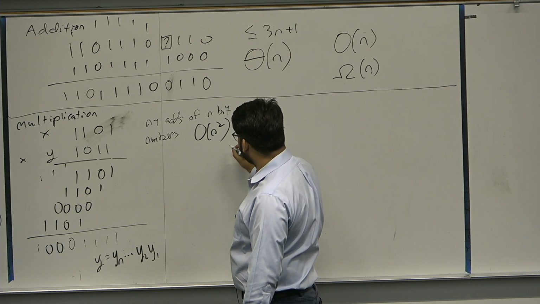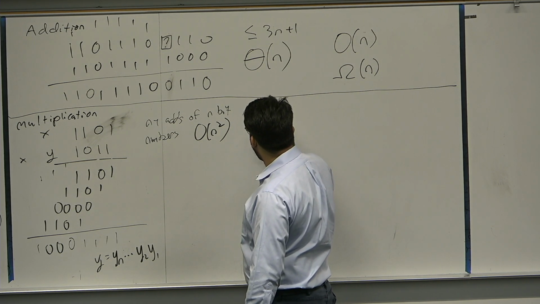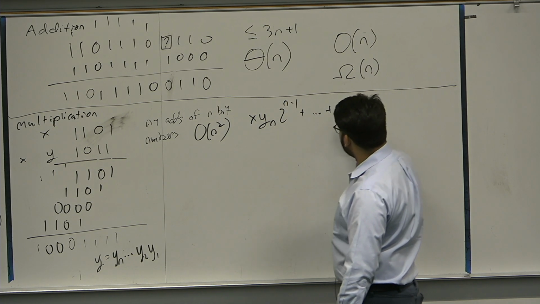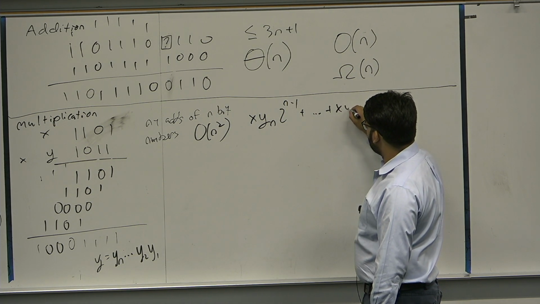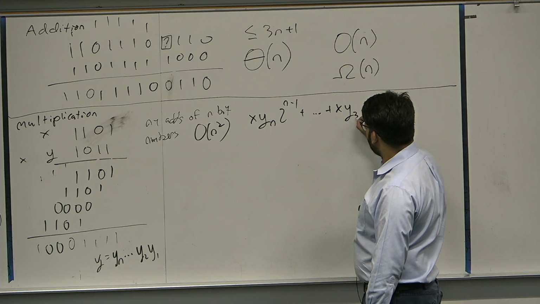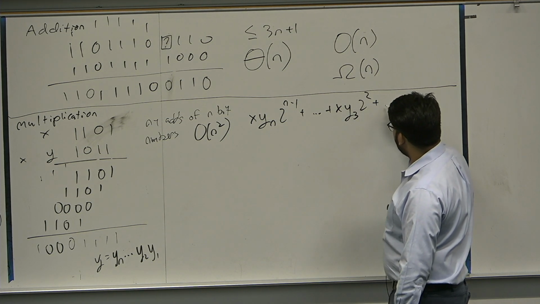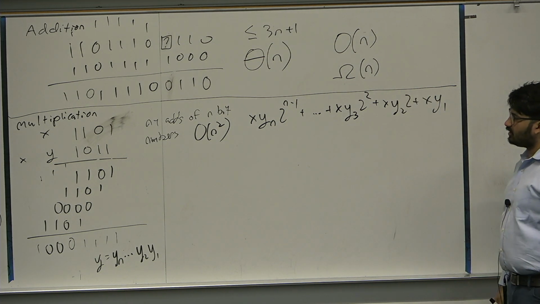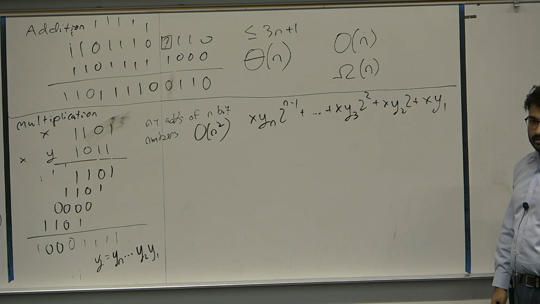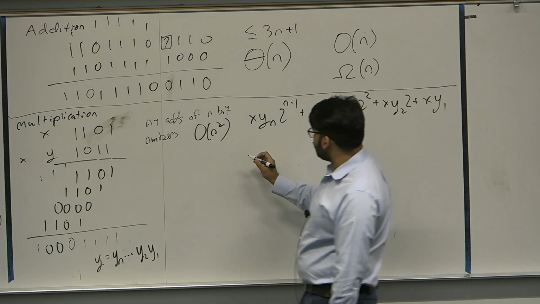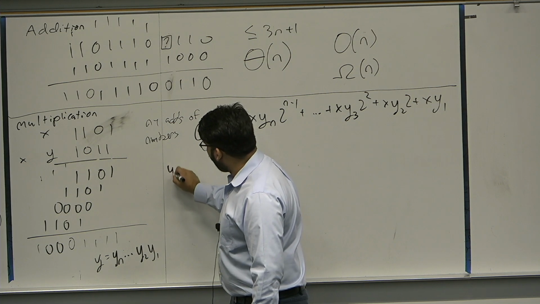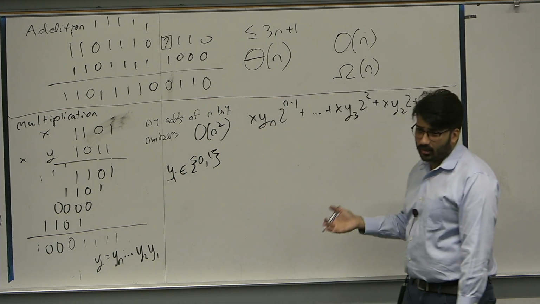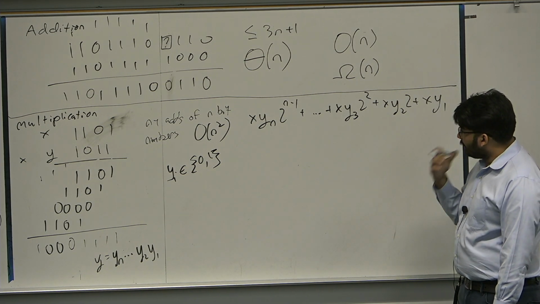It's going to be x times yn times 2 to the n minus 1, plus ... x times y3 times 2 squared, plus x times y2 times 2, plus x times y1. That's what's actually outputted by the algorithm. Let's undistribute this. These bits, by the way, yi, are either a 0 or a 1, whereas in base 10 it could be a 3 or a 4 or a 5 or whatever.